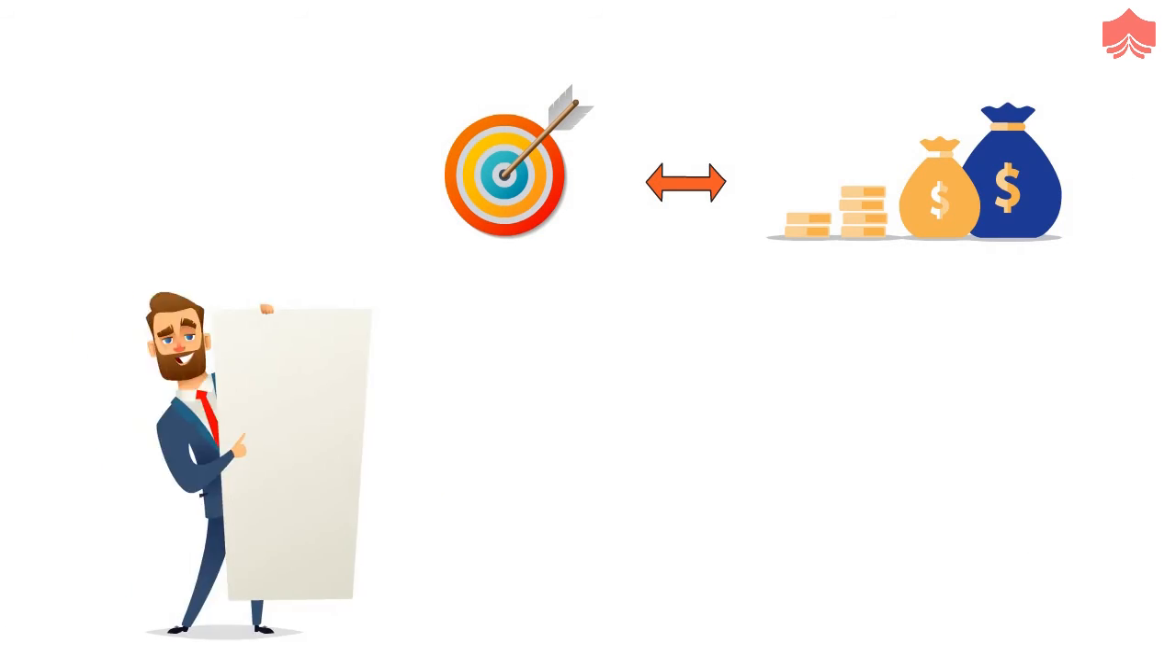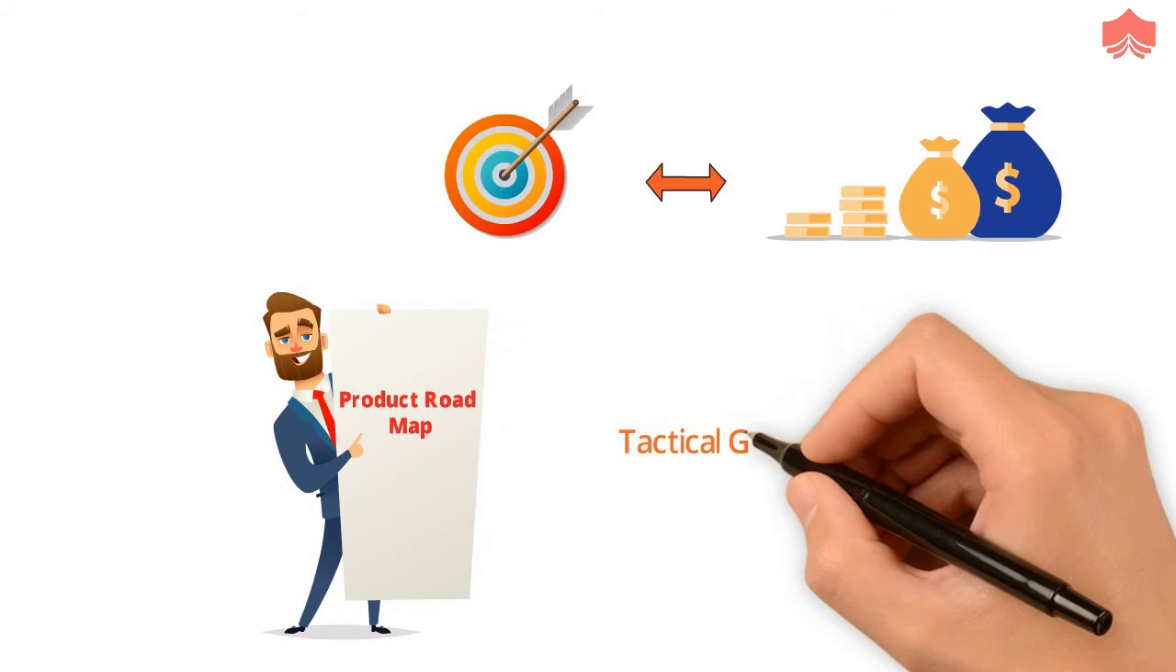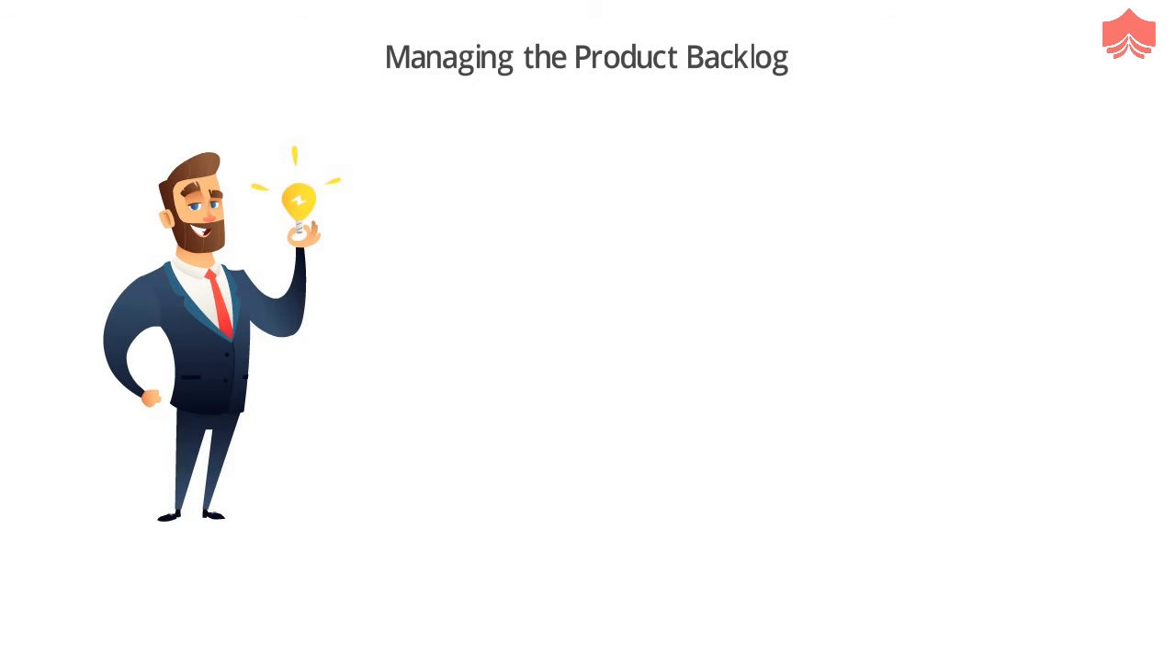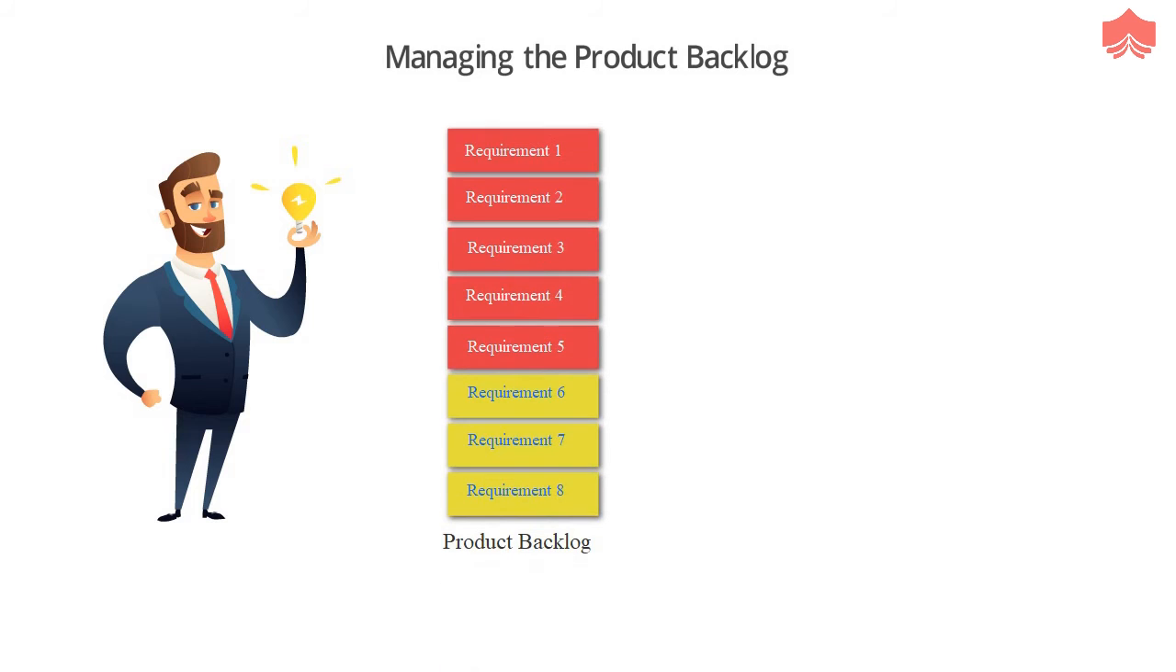To make sure every item from the goal is aligned to the business objectives, the product owner should create a product roadmap, which is a high-level, tactical, graphical summary that shapes the vision and direction for the product. Managing the product backlog. The most essential responsibility in the product manager role is managing the product backlog.